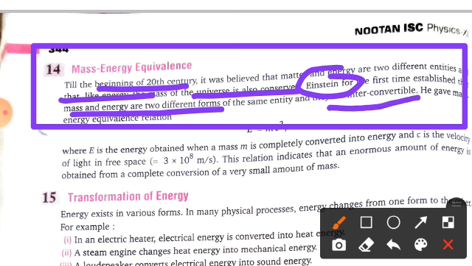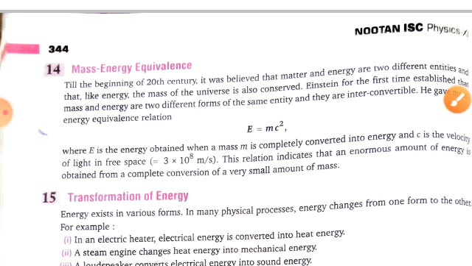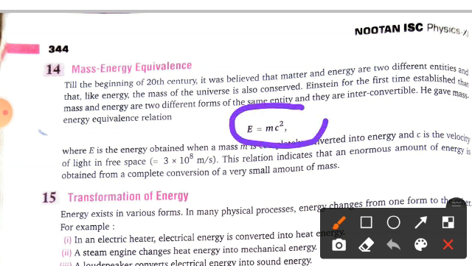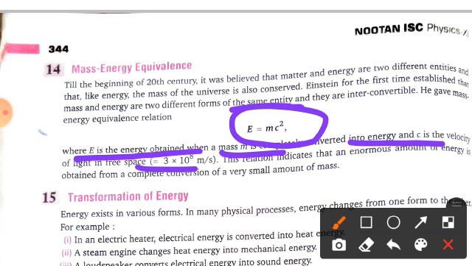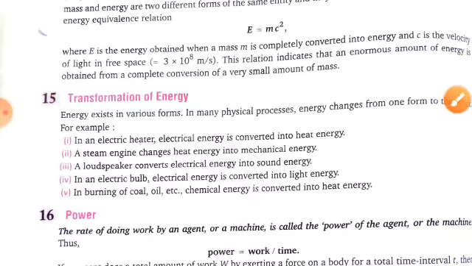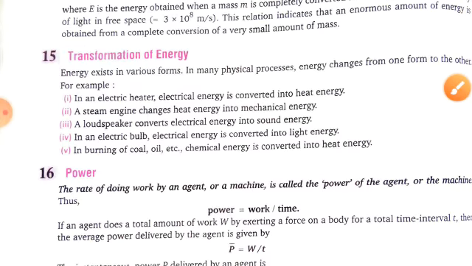He gave the mass energy equivalence relation, which is E equals mc squared. This is a very famous formula where E is the energy obtained when a mass m is converted into energy, and c is the velocity of light, which I hope you know is equal to 3 into 10 to the power 8 meters per second. This relation indicates that an enormous amount of energy is obtained when a very small amount of mass is completely converted. Clear?